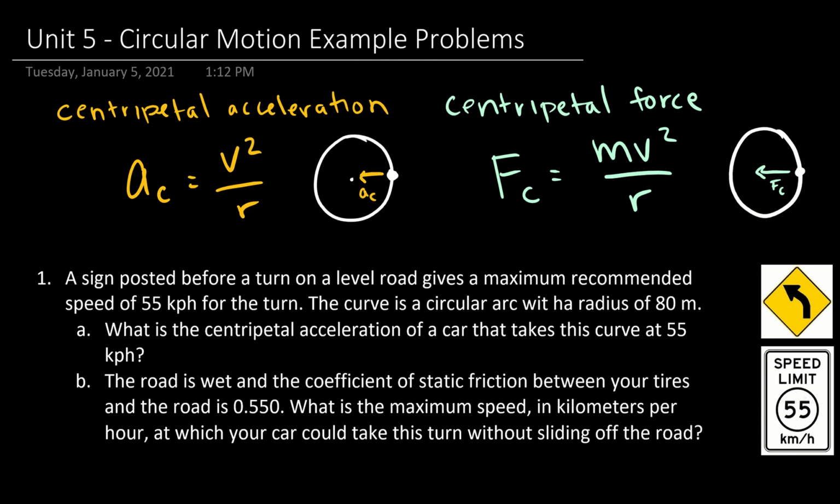And then we also talked about centripetal force, which is mv squared over r. So m is the mass, and v and r are the same as in the centripetal acceleration equation. Both the centripetal acceleration and the centripetal force are directed at the center of the circular path, or the center of the circle around which the object is traveling.